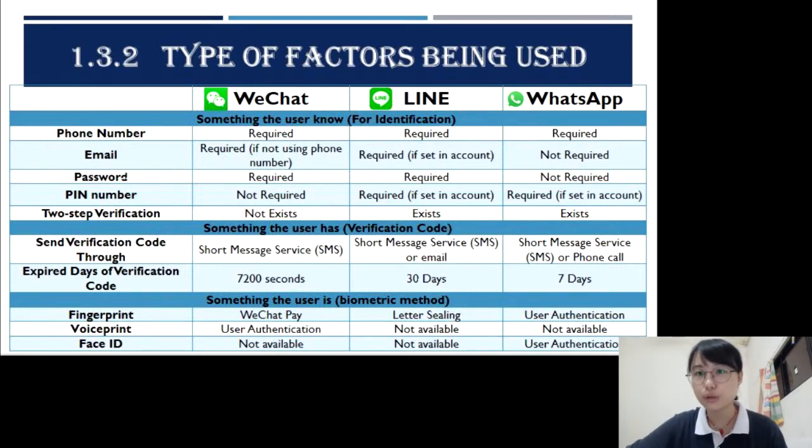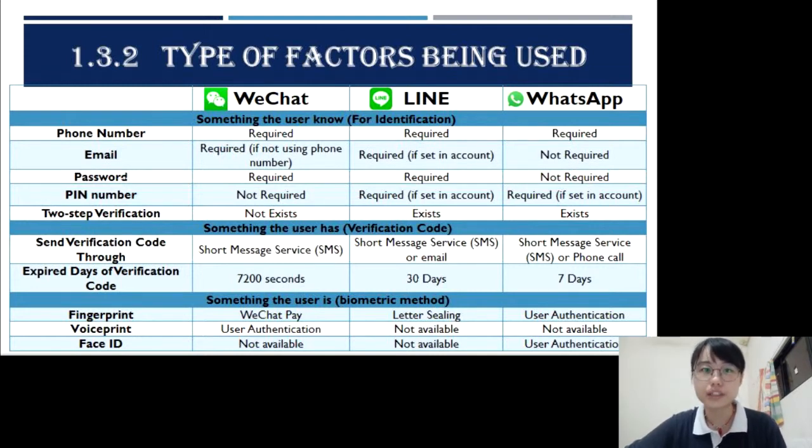password. For a new user, they have to register their account by using their phone number and set a password, or using a third party such as email, in order to access the controls of WeChat. Compared with Line and WhatsApp, WeChat doesn't have two-step verification with PIN numbers. So Line and WhatsApp can set a PIN number for the account to log in.